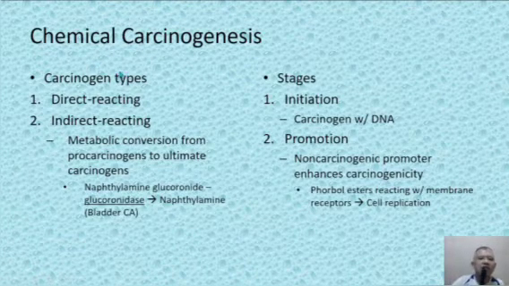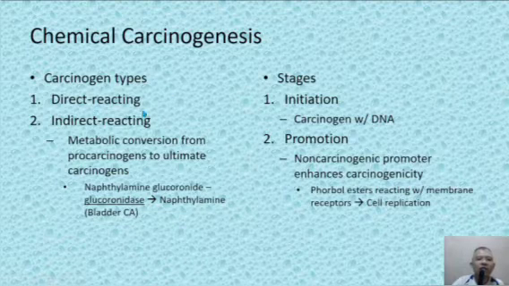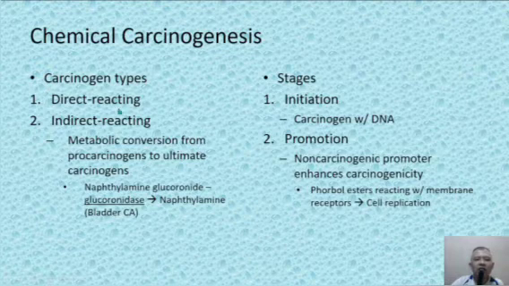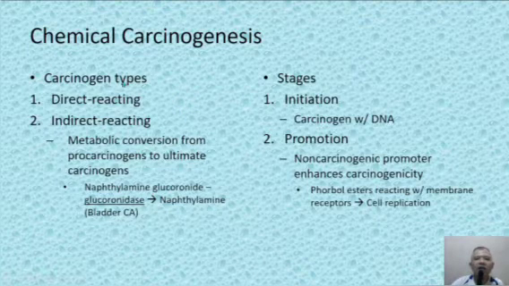Chemical carcinogenesis. There are two types of carcinogens. A direct reacting carcinogen doesn't need to be metabolized to another form in order for it to be carcinogenic. It is directly acting. An indirect reacting carcinogen has to be metabolically converted to an ultimate carcinogen, such as in this example, naphthylamine glucuronide is converted by glucuronidase to naphthylamine.